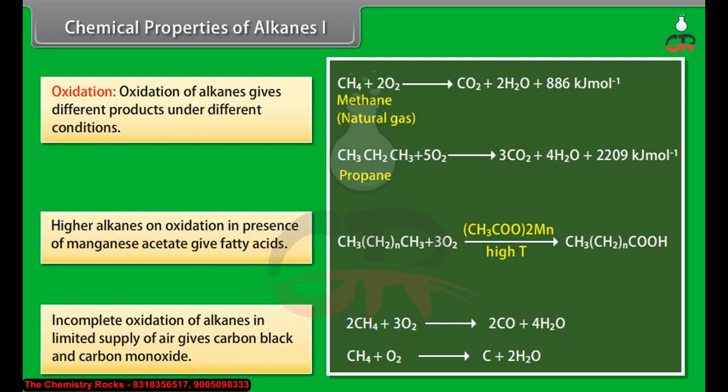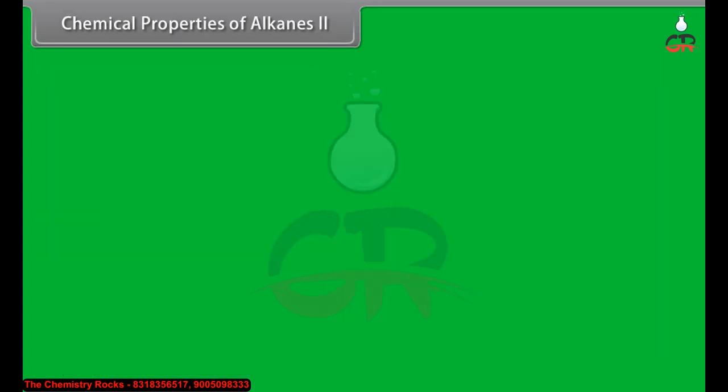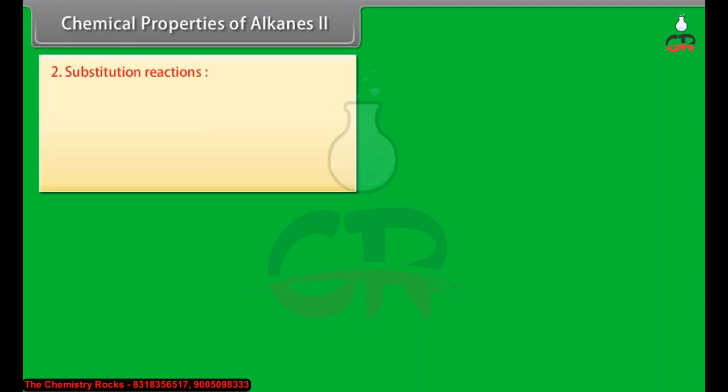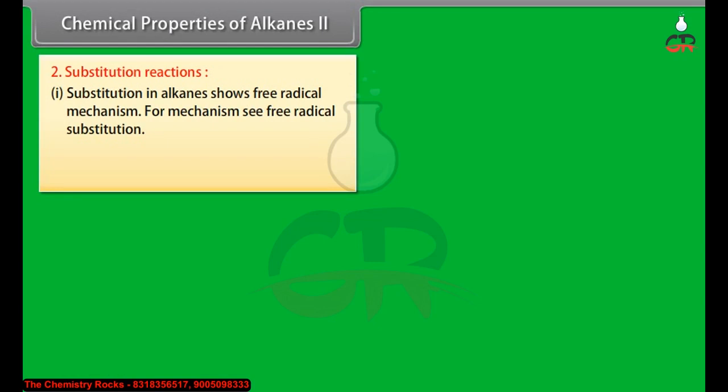2CH4 plus 3O2 gives 2CO plus 4H2O. CH4 plus O2 gives C plus 2H2O. Chemical properties of alkanes. 2. Substitution reactions. Number 1. Substitution in alkanes shows a free radical mechanism. For the mechanism, see free radical substitution.